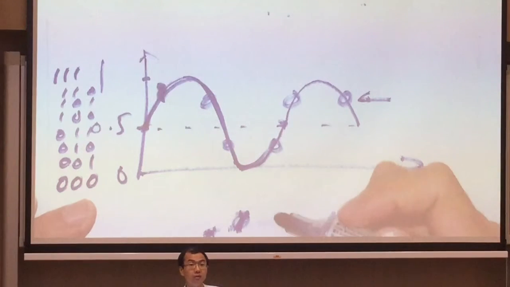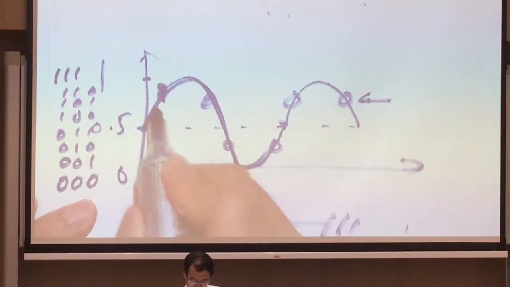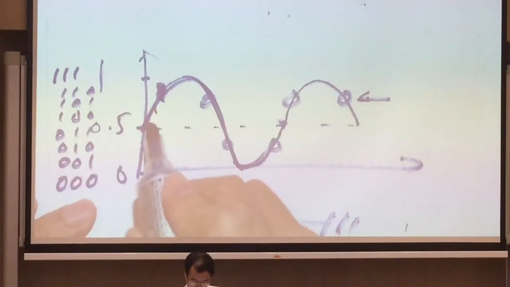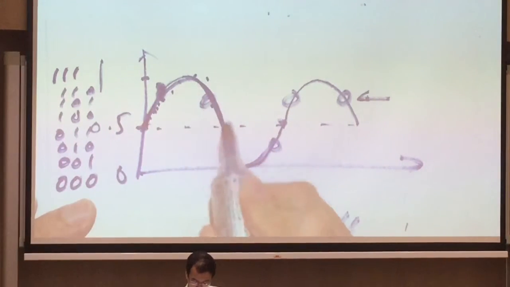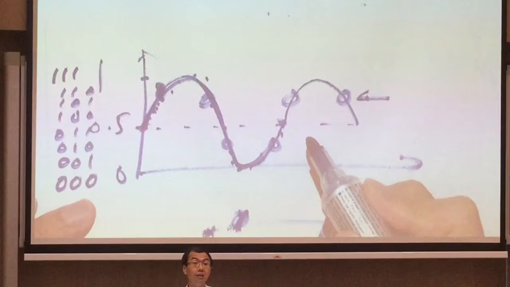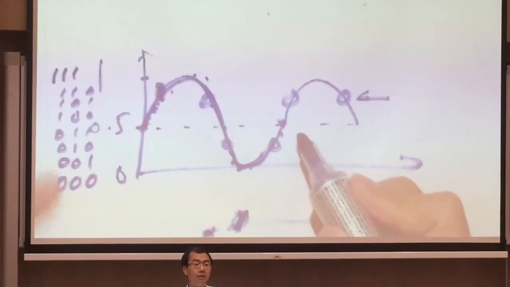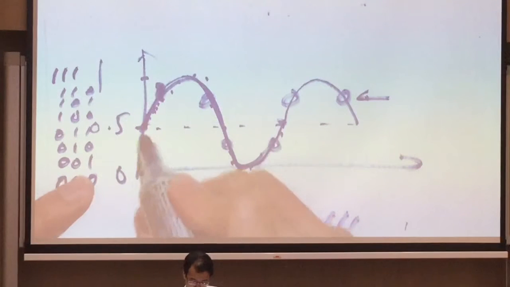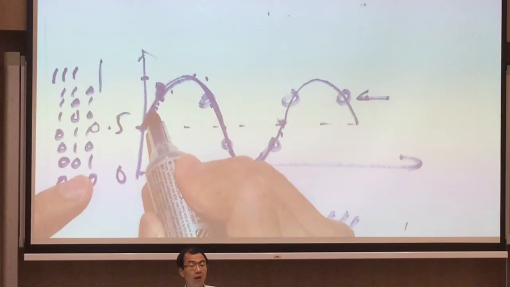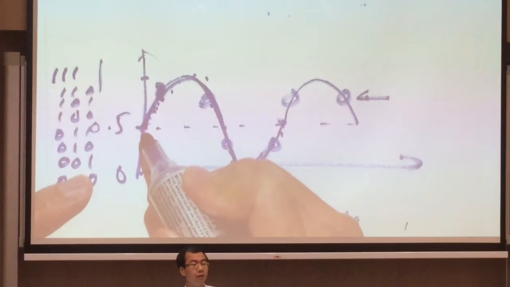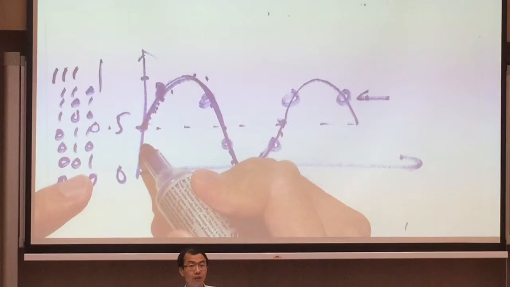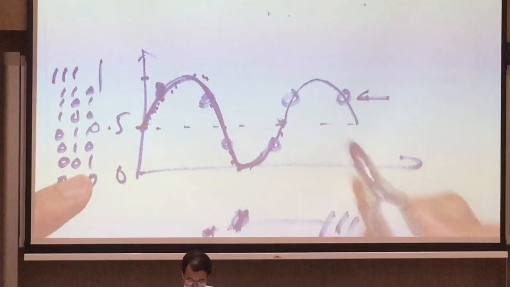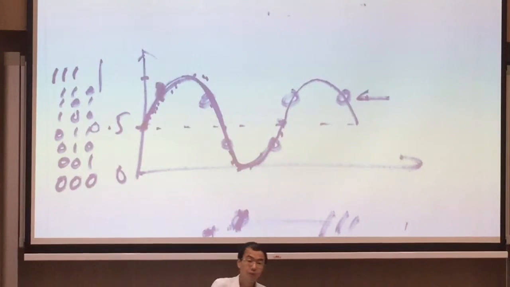How to take samples? Of course, in the ideal case you want to see all the points, everything, but it's impossible. So now the question is, what is the minimum number of data points you need to save the sine wave? This is something we are talking about.